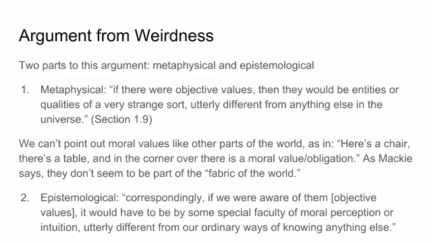I think the use of "fabric" is instructive. It's not like a piece of furniture, right? This seems very weird relative to those everyday objects. And there's a second part to this, which is that given this metaphysical weirdness, Mackie says that correspondingly, if we were aware of objective values, it would have to be by some special faculty of moral perception or intuition, which would be utterly different from our ways of knowing anything else.